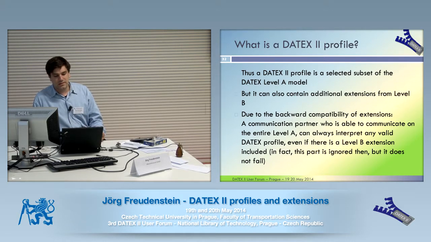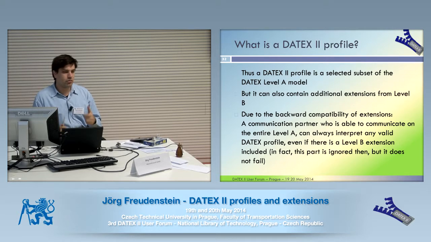And the most interesting thing is that we always have backward compatibility. So the aim is, if there is some client who can understand the whole Datex level A, which is very complex, I don't know if there is such a client in the world, maybe. But if there is someone who can understand everything, he can also understand the tailored profile, so he can also understand the small subsets. And this does also work with level B, because level B is backward compatible.